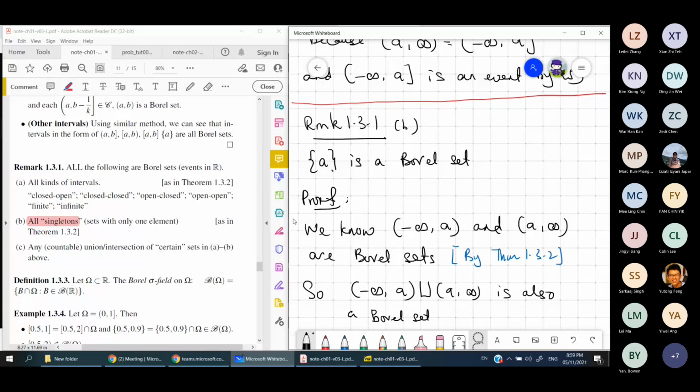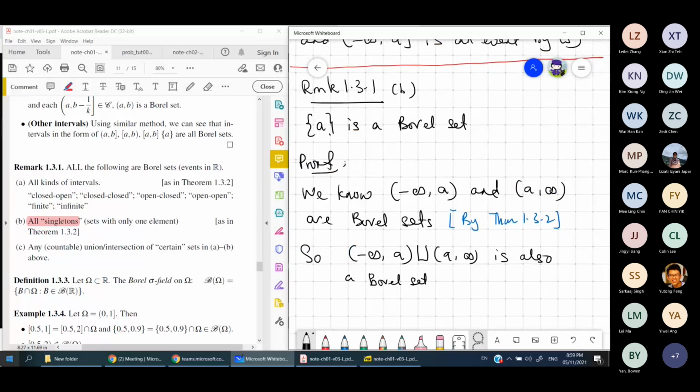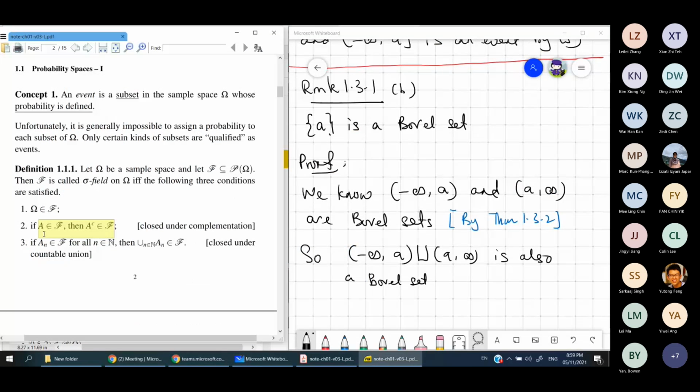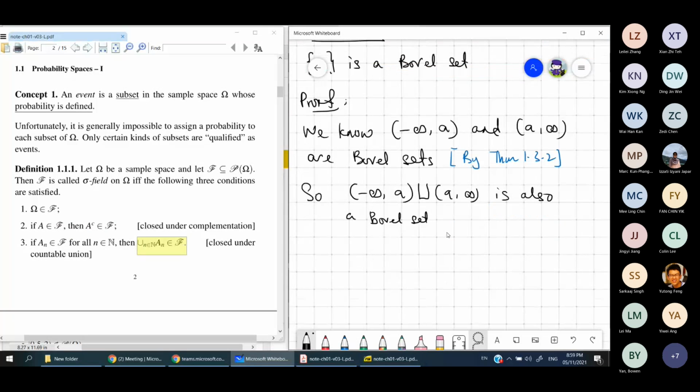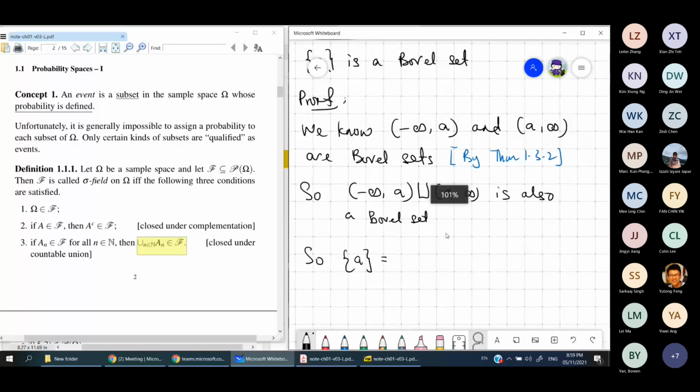Okay, so why is this a Borel set? The reason, again, is that the union of two events must be an event. I think we agree with this. And next, this is actually the complement of this fellow.